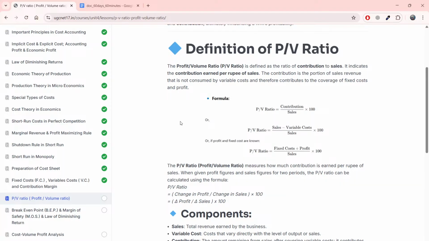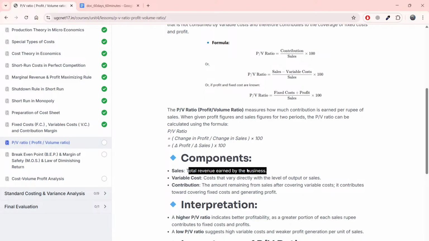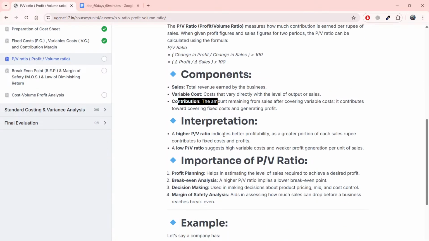Definition of PV ratio components: sales is the total revenue earned by the business; variable cost is the cost that varies with the level of output or sales. The amount remaining, sales minus variable cost, is contribution, and sales is profit plus fixed cost. A higher PV ratio indicates better profitability, as a greater portion of each sales rupee contributes to fixed cost and profit. A low PV ratio suggests high variability and weaker profit generation.